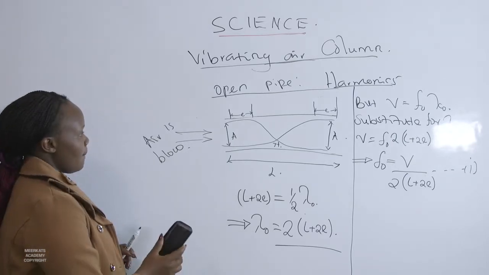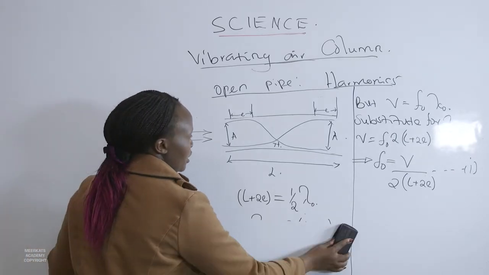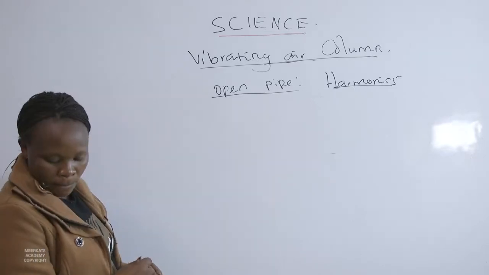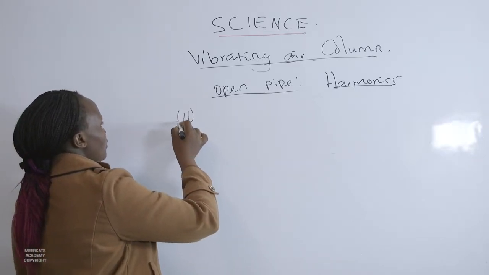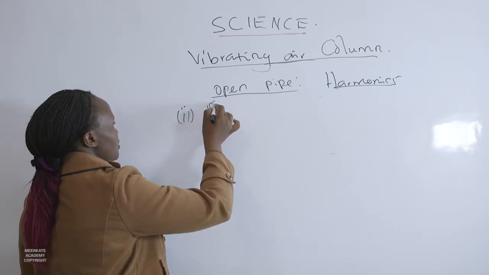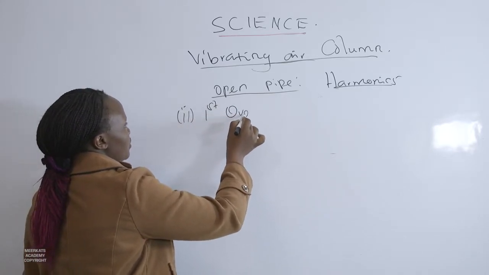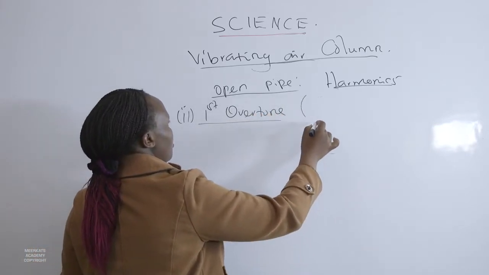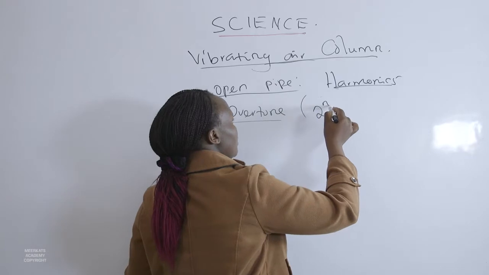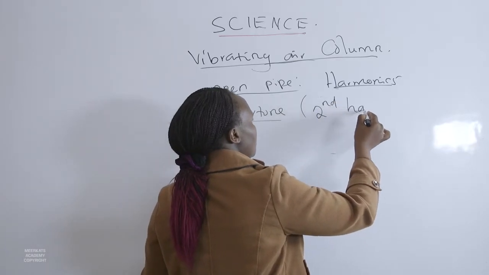Now, we consider the first overtone, which happens to be our second harmonic.